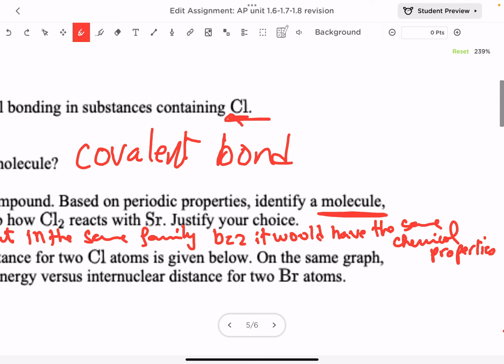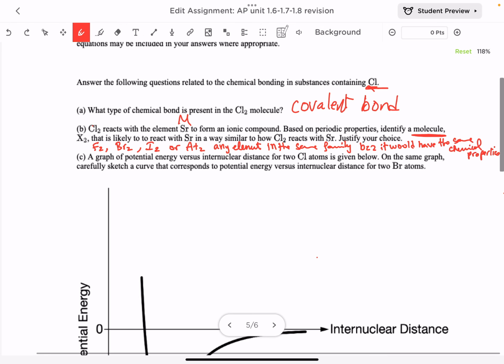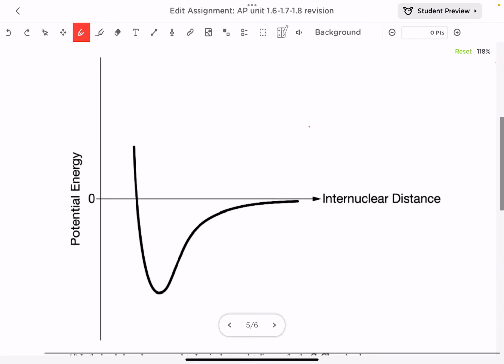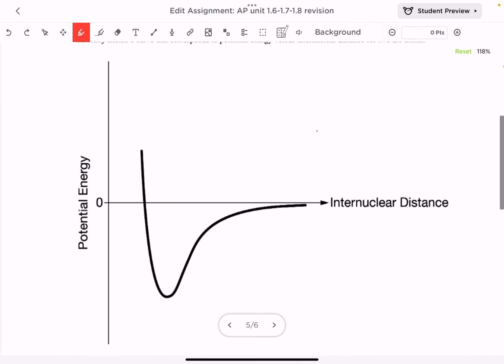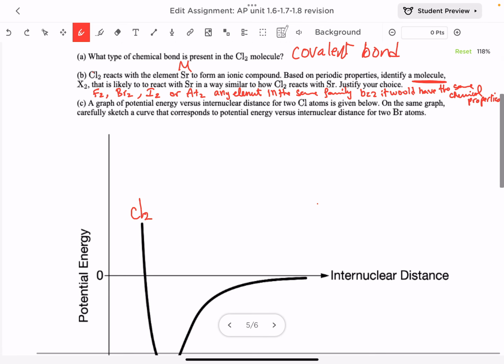Okay, now next on the graph. A graph of potential energy versus internuclear distance for two Cl atoms is given below. On the same graph, carefully sketch a curve that corresponds to potential energy versus distance for two Br atoms. So this graph is for Cl2. We need to draw another one for Br2.